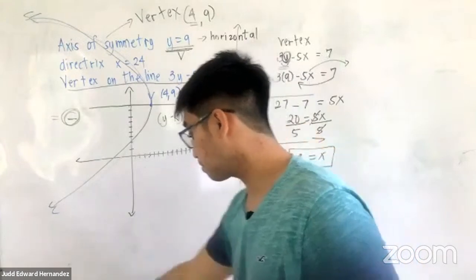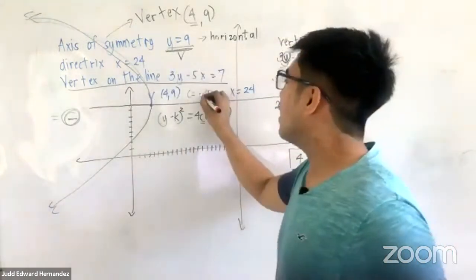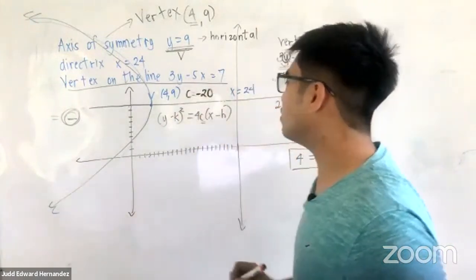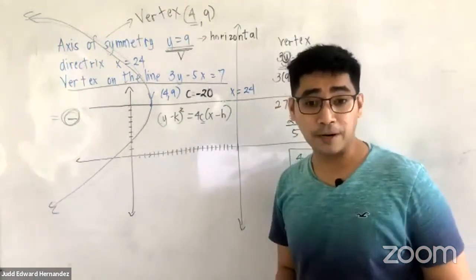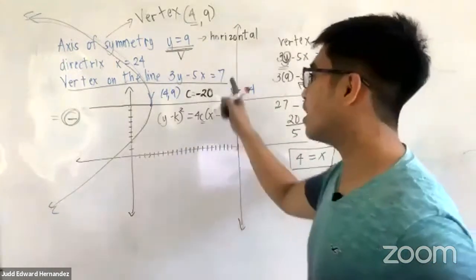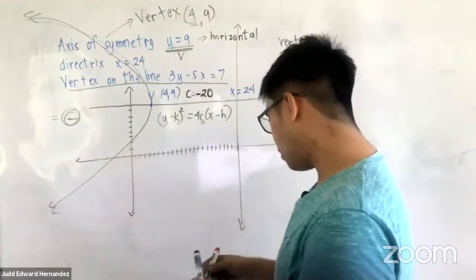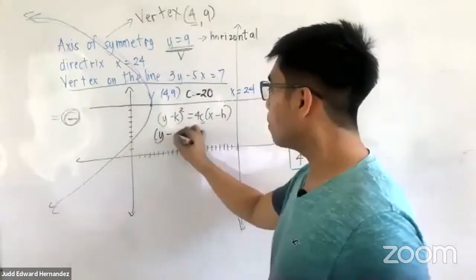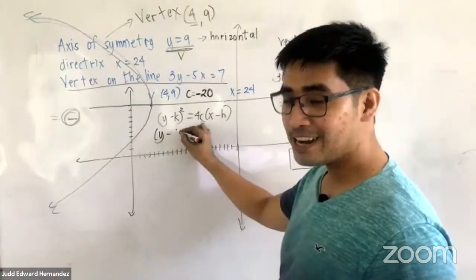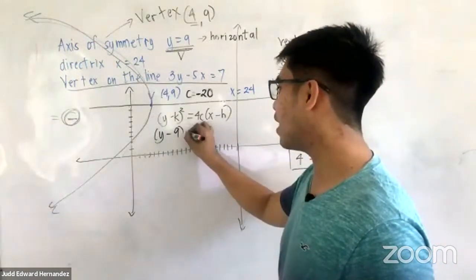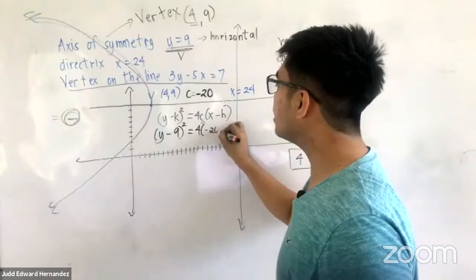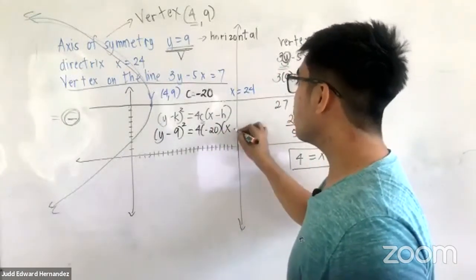What is the value of c now? C should be negative 20. Very good, Mr. Dison. C should be negative 20. Why? Because our parabola is opening to the left. Okay, substituting in the equation, we'll now be having y minus, what is the value of k? Is it 4? 9. It is 9.